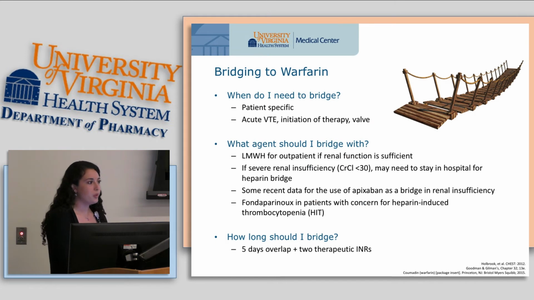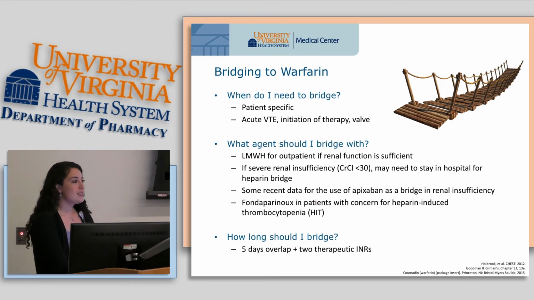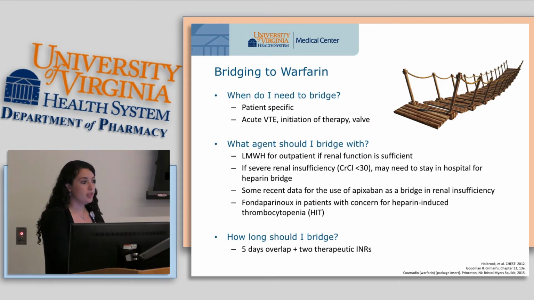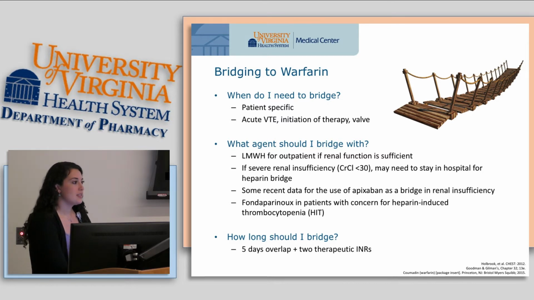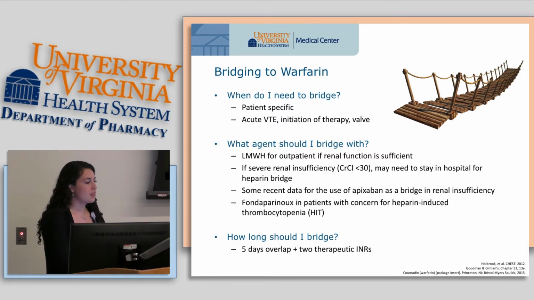So you're talking about bridging. As I said, when patients are starting warfarin, any of them could be in a procoagulable state, and so really any patient starting warfarin is a candidate for bridging. But there are multiple studies coming out with differing opinions, so it's kind of provider specific depending on the indication.